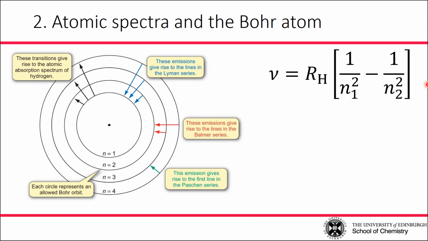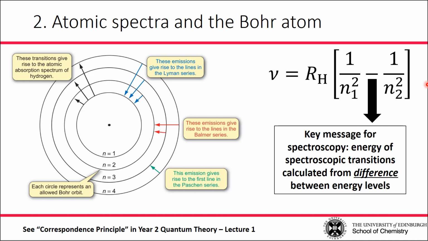Before quantum theory, this could be related to the Bohr model of the atom, with these energy differences being considered to be transitions between shells. We could even calculate the energy difference using the Rydberg equation, and while we have moved away from the Bohr model, the key message for us here is that the energies of spectroscopic transitions clearly relate directly to the difference between the energy levels in the molecule, however those energy levels are described.